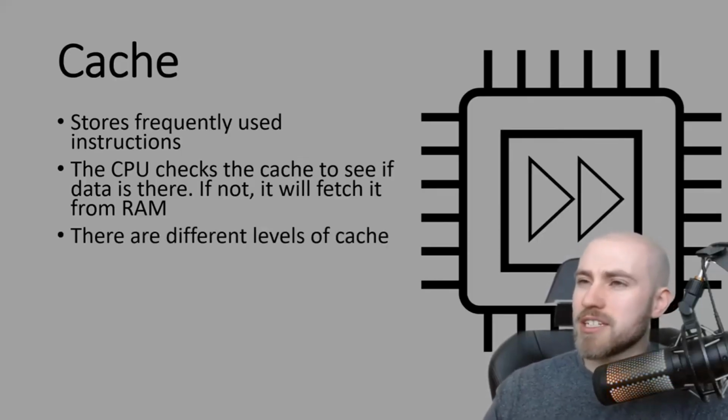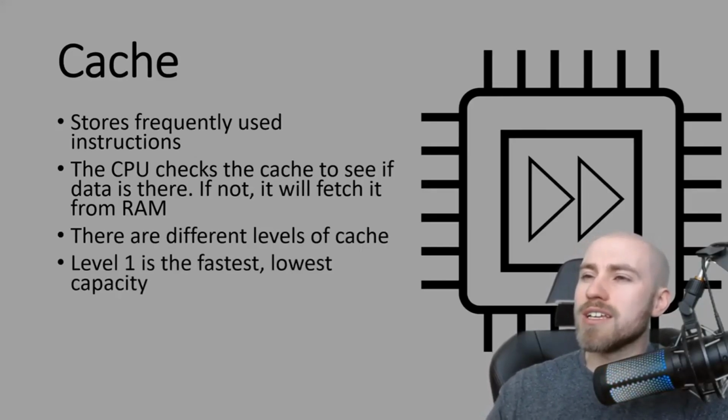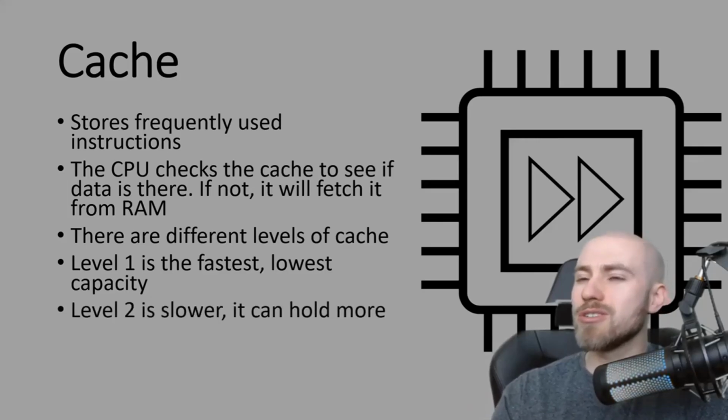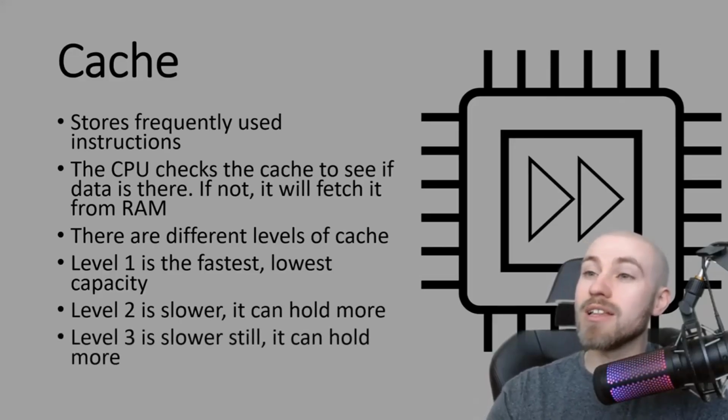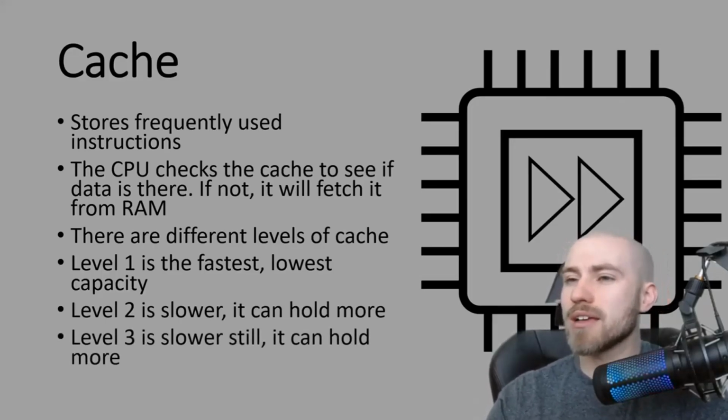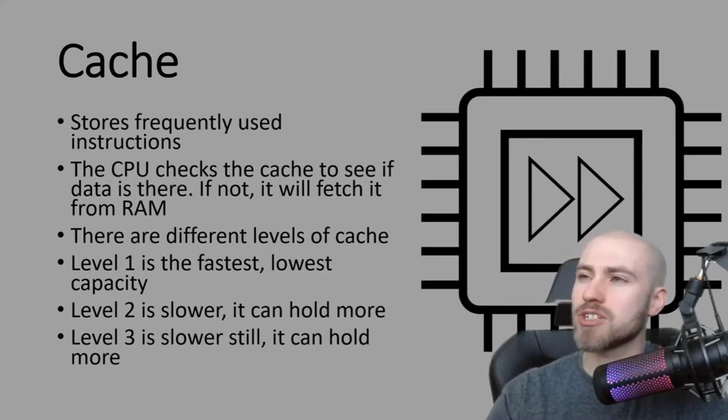Now, one thing that we didn't mention last time was that there are different levels of cache. So level 1 is the fastest, and because it's so fast, it does have the lowest amount of storage as well. And it kind of follows that pattern. So level 2 is not as fast, but then it can hold more data. And finally, we've got level 3, again, even slower, but it can hold the most data out of the 3 levels of cache. But your main thing that you need to know from cache is that it stores frequently used instructions.